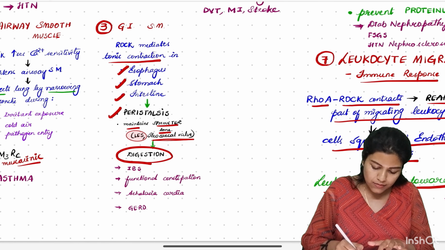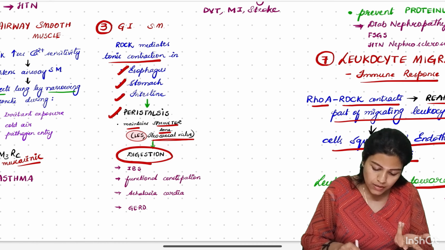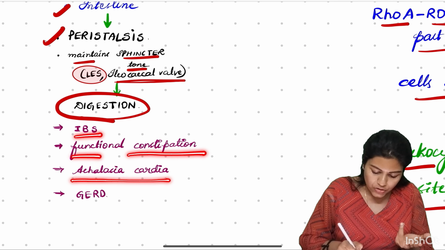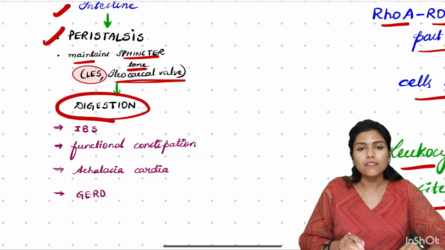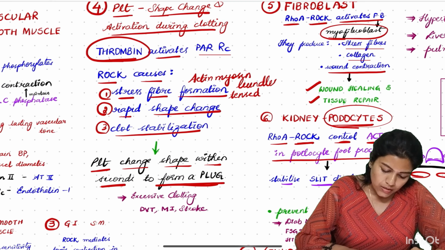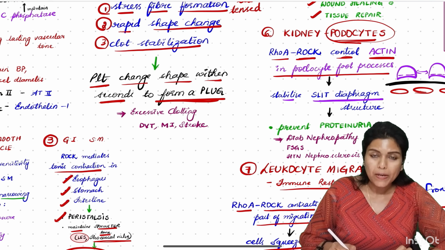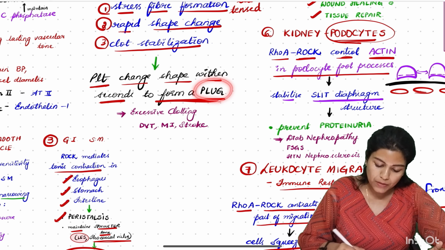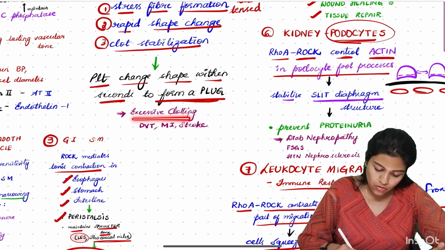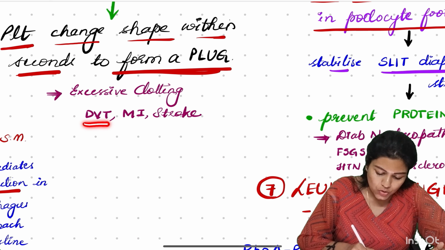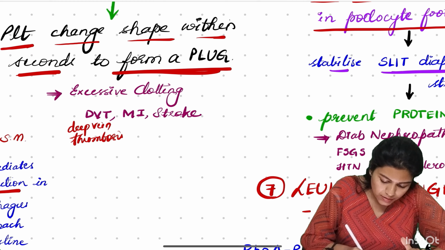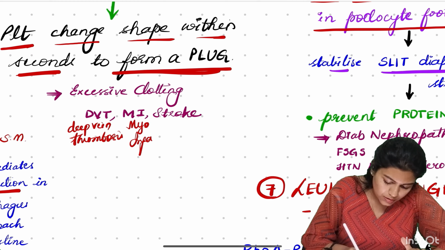In the gastrointestinal system, it will aid in digestion. If it's overdone, it will result in inflammatory bowel syndromes, functional constipation, achalasia cardia, and gastroesophageal reflux disease. In the platelets, if the pathway is overdone, it will lead to excess clotting. Normally, it will help in formation of the plug. If it's excessive, then it will lead to excessive clotting and will result in deep vein thrombosis, myocardial infarction, and stroke.